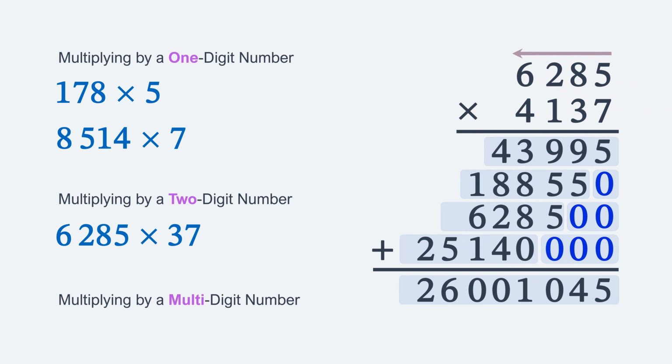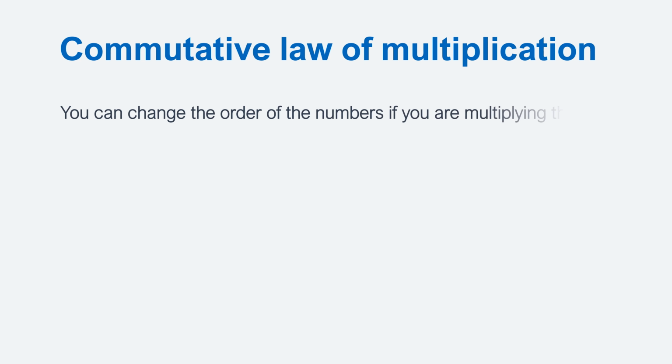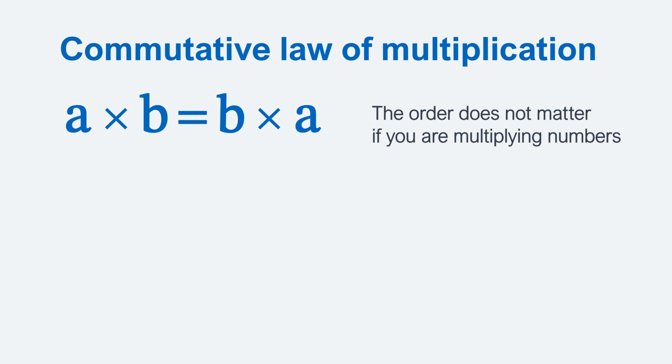Before we start with multiplying large numbers, we need to remember the commutative law of multiplication. This law states that with multiplication of numbers, you can change the order of the numbers in the problem, and it will not affect the answer. The order does not matter if you are multiplying numbers. For any real numbers a and b, a times b equals b times a.